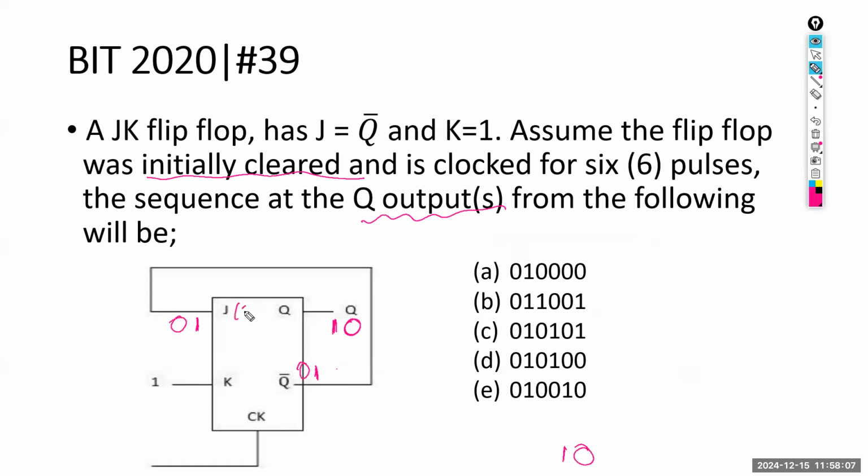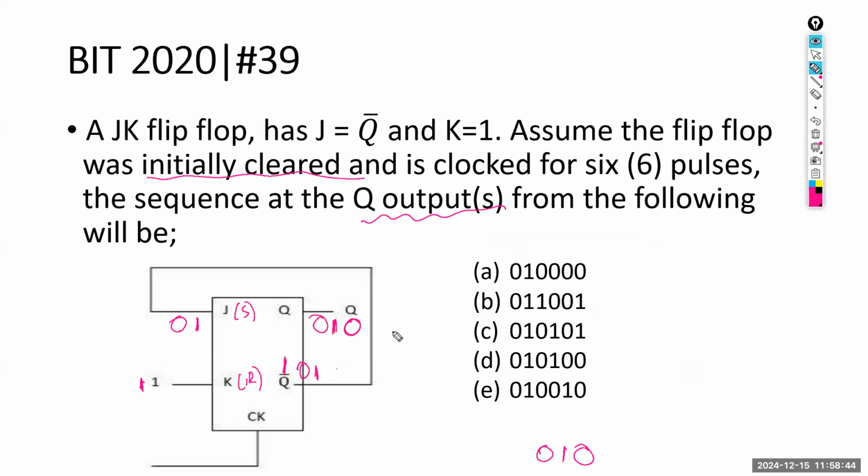So remember, J is like S, K is like R, SR. This is always 1. So this is like set. Sorry, reset. Because it's like R1, S0. So it's like reset. So it's something like 0. So therefore now it's reset. So that means this is 0, this is 1.